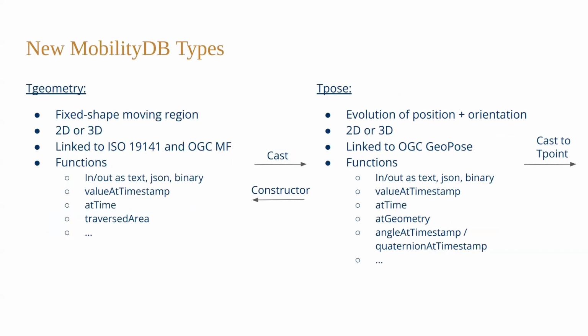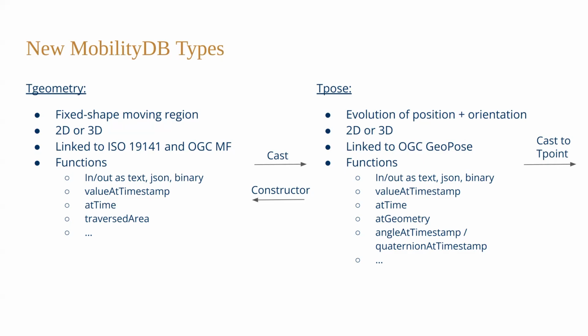To summarize, in my project in MobilityDB, I added two new data types: temporal geometry, which is used to represent the movement of a fixed shape moving region, and temporal pose, which is essentially a temporal geometry without its associated reference geometry. So it's simply the evolution of a pose, or position and orientation pairs. Both are implemented in 2D and 3D. The temporal geometry comes from the moving features standards, and temporal pose is linked to the GeoPose standard, although, as you saw, both types are very connected.